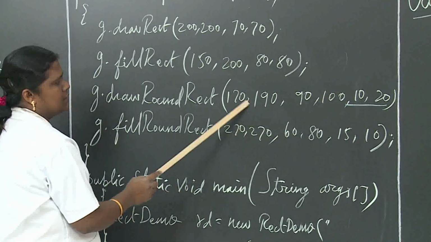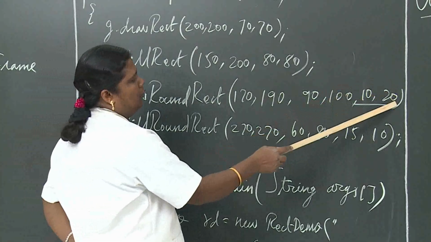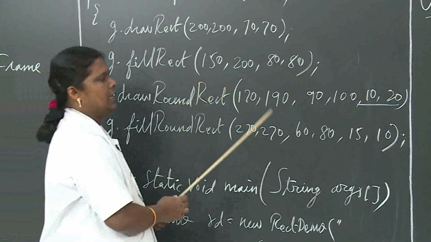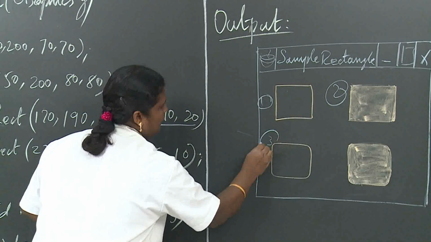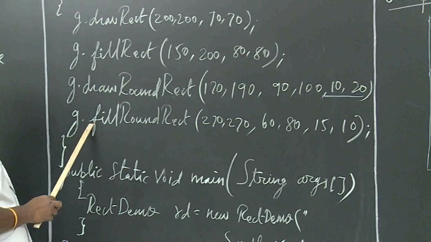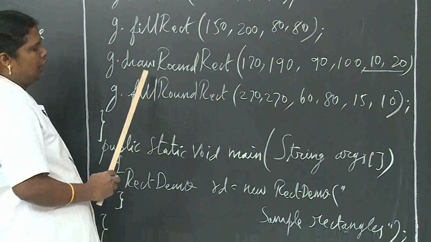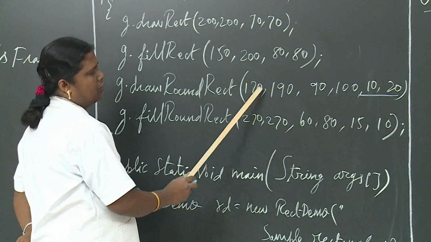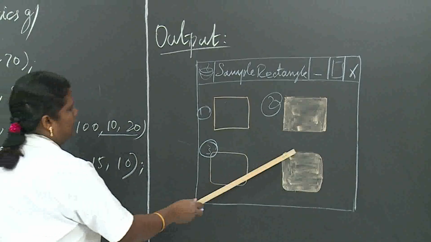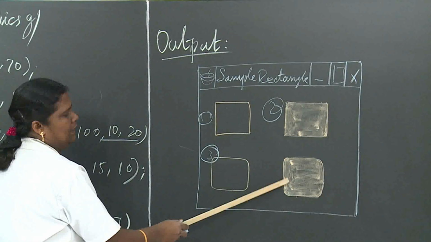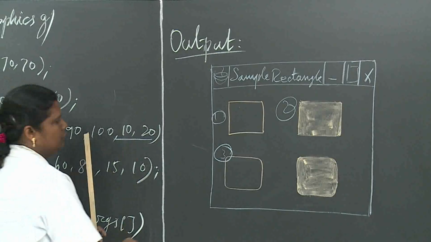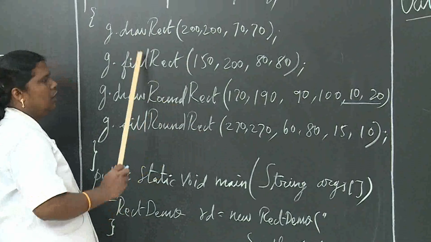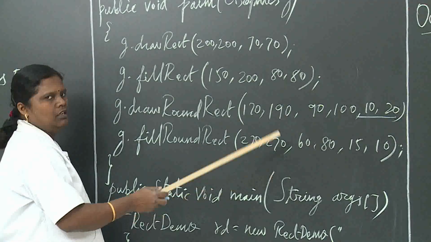So along with the existing parameters, we add the x diameter as well as the y diameter. It is going to draw the round rectangle as in the example. Finally, the fill round rectangle: along with the round rectangle, it is going to fill the same. With this specification, it is going to draw a round rectangle and fill it. So this is the example for this fourth function. These are all the four functions to draw a rectangle with different specifications.